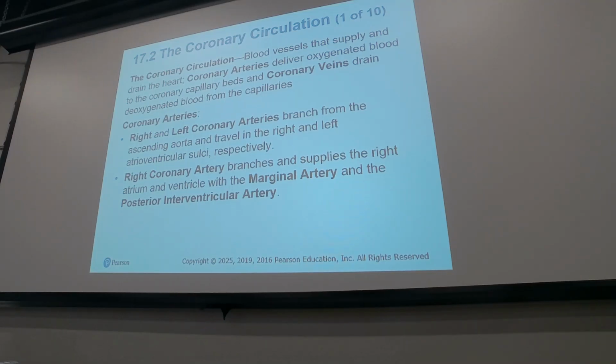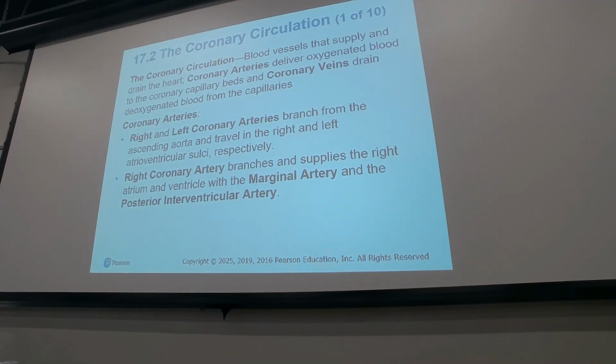Now for the coronary circulation specifically, the right and the left coronary arteries are the first branches of the aorta, the ascending aorta specifically, the little part that goes up. And the right coronary is longer than the left. Both of them run in the coronary sulcus, the little indentation between the atria and the ventricles, externally along the surface of the heart.